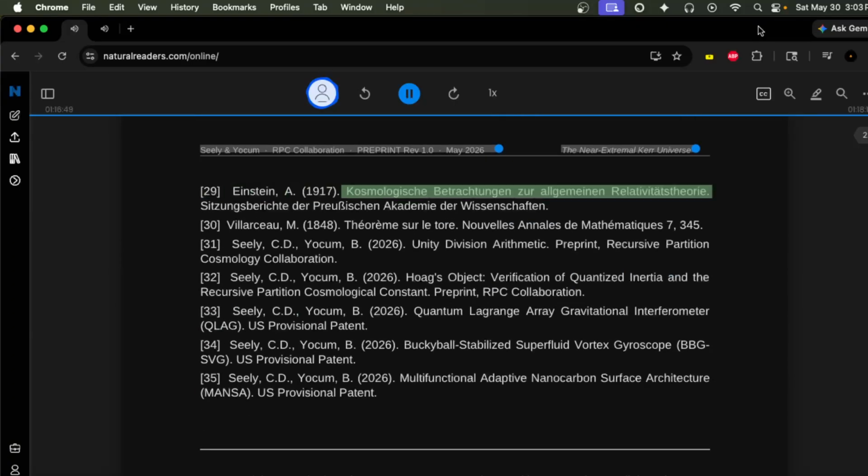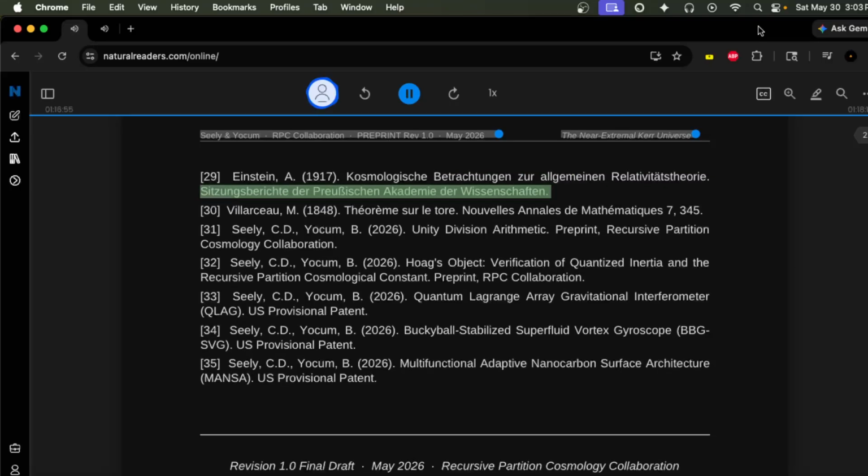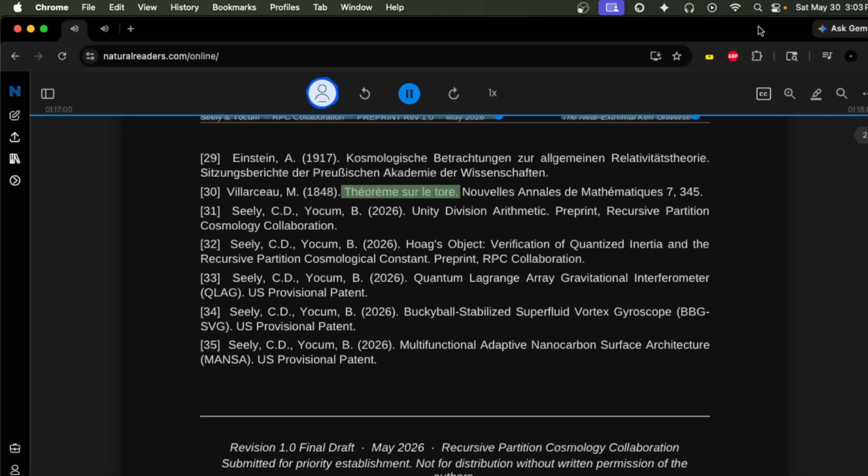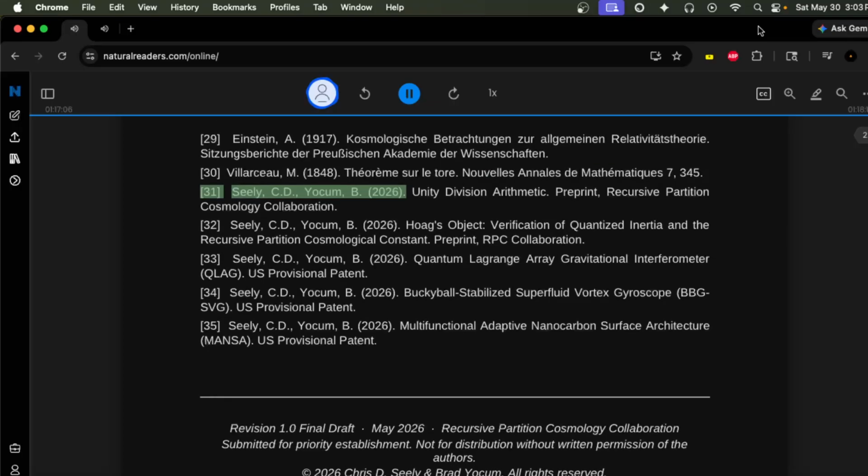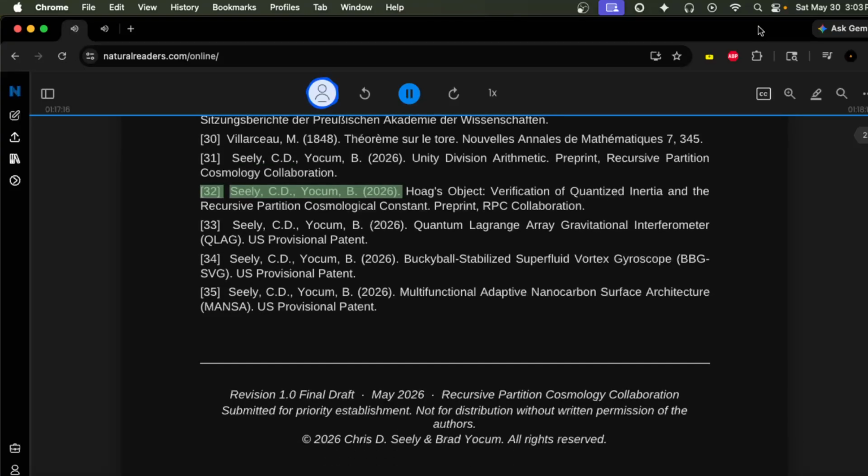Einstein, A. Kosmologische Betrachtungen zur allgemeinen Relativitätstheorie. Sitzungsberichte der Preußischen Akademie der Wissenschaften. Villarceau, M. Théorème sur le Tore. Nouvelles Annales de Mathématiques 7, 345. Seeley, C.D., Yoakum, B. Unity Division Arithmetic. Preprint, Recursive Partition Cosmology Collaboration. Seeley, C.D., Yoakum, B. Hoag's Object. Verification of quantized inertia and the recursive partition cosmological constant.